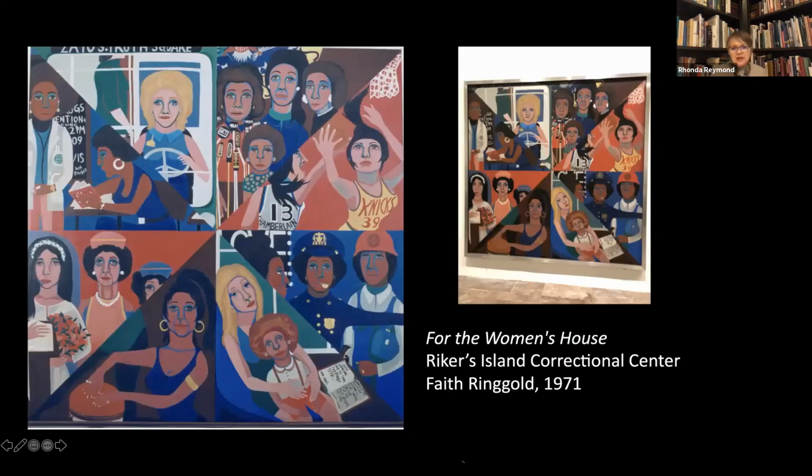And her first big public project is this one called For the Women's House. It was at the women's area of the Rikers Island Correctional Center. And she went in and spoke with the women about what they wanted the art that was going to be on their walls to say, what was important to them. And that is what she took into her work here. And she said her intention was to broaden women's images of themselves by showing women in roles that have not traditionally been theirs, and to show women's universality by painting a work which crosses the lines of age, race, and class.